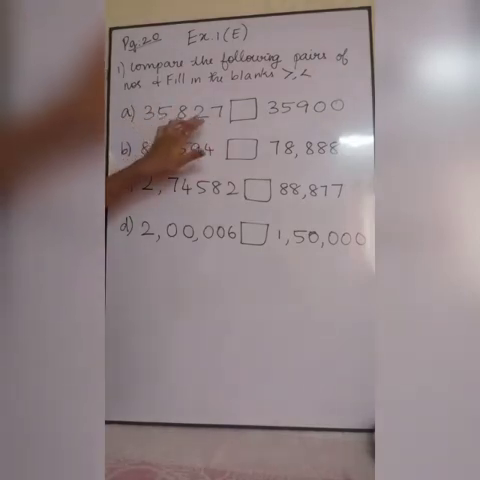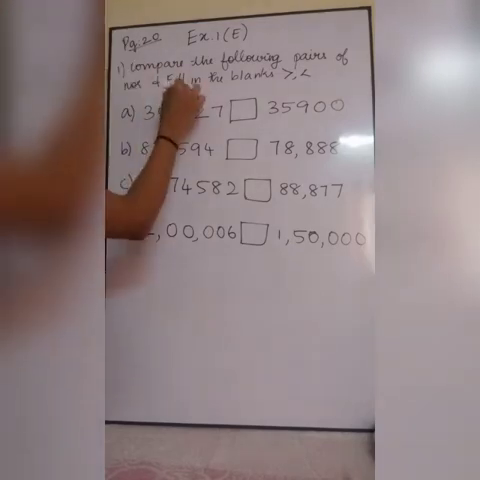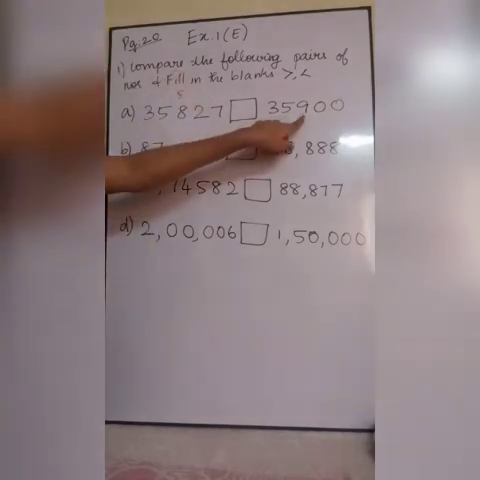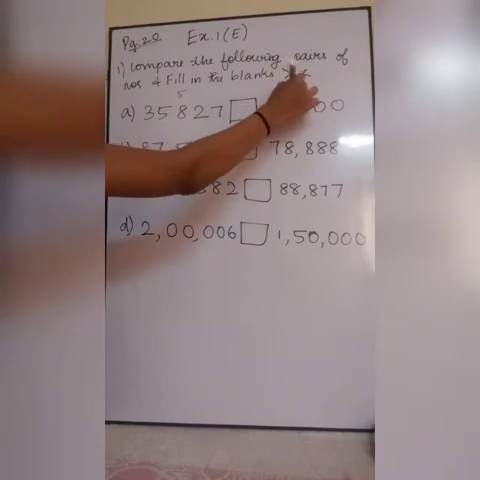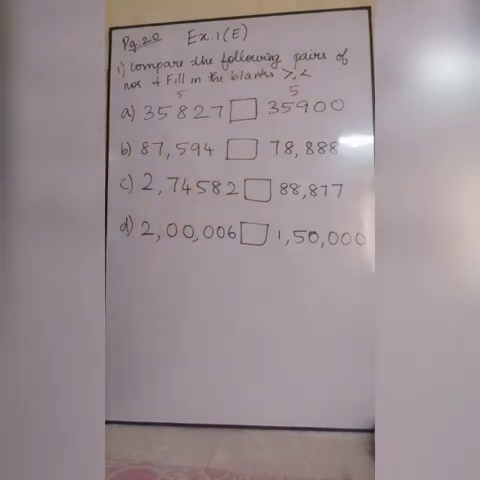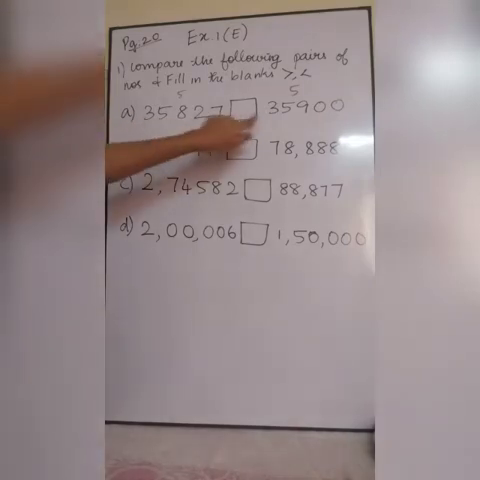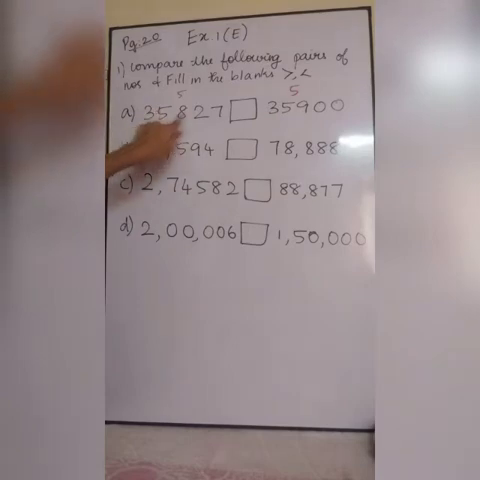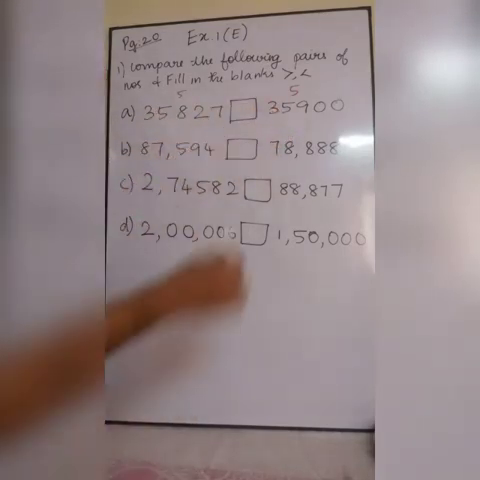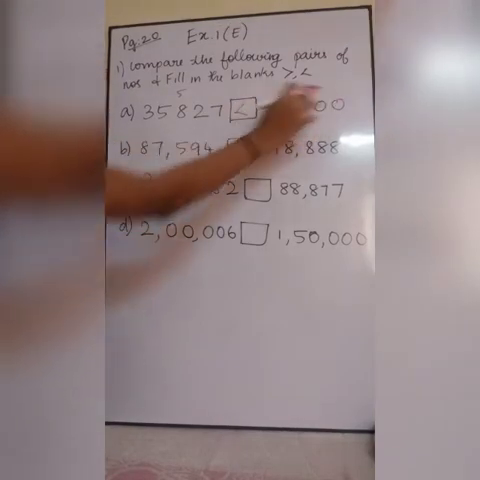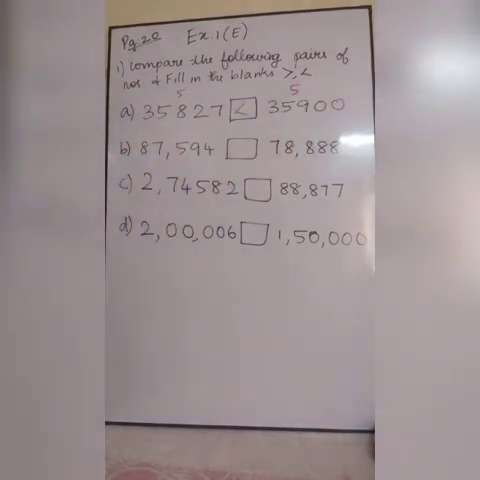1 2 3 4 5. 1 2 3 4 5. So both numbers have the same number of digits. So what I should do is compare from the left side. 3 3 same. 5 5 same. 8 9. So 9 is greater. So obviously this number is greater than that number.